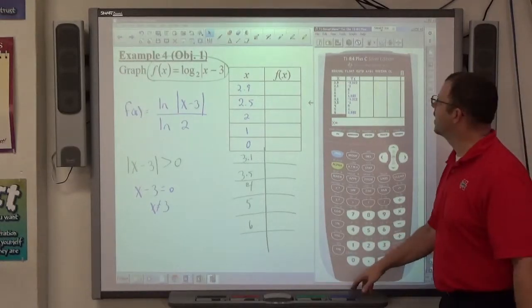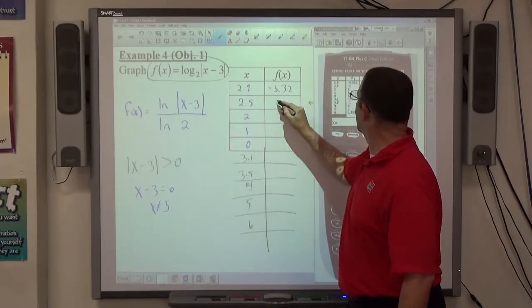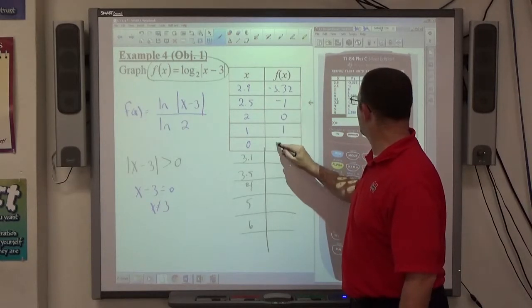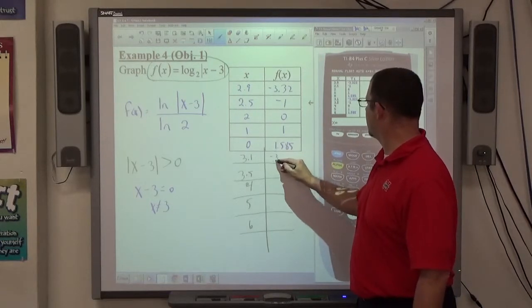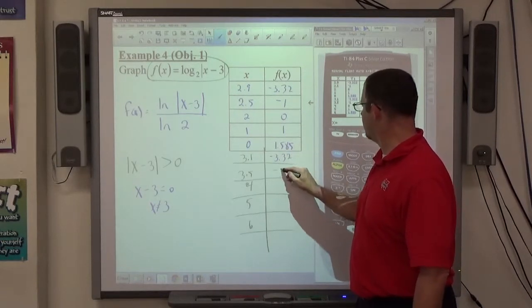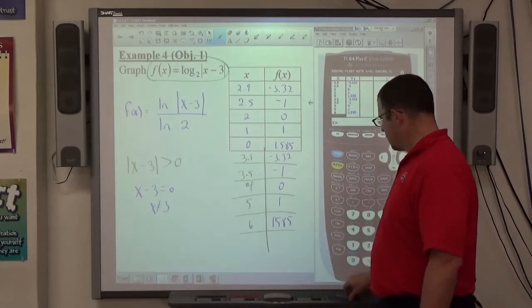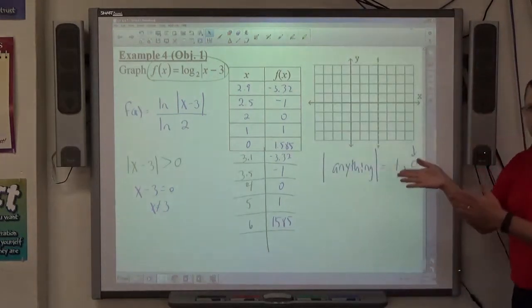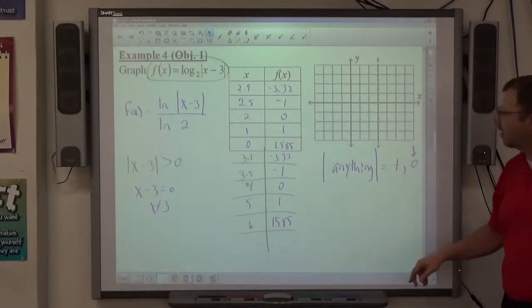All right, so we got a graph to find out what we have. So negative 3.32, negative 1, 0, 1, and 1.585. The other way, we have negative 3.32, negative 1, 0, 1, and 1.585. So just like that, we picked x, we solved for y, we got a bunch of points, and now we're going to plot those points to see what the graph looks like.